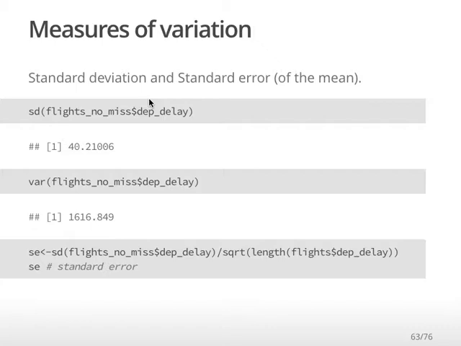And the standard error of the mean we expect to be a lot smaller. So you can see it's actually quite small, right? Because we have lots and lots of flights, so we're going to be dividing by a very large number.